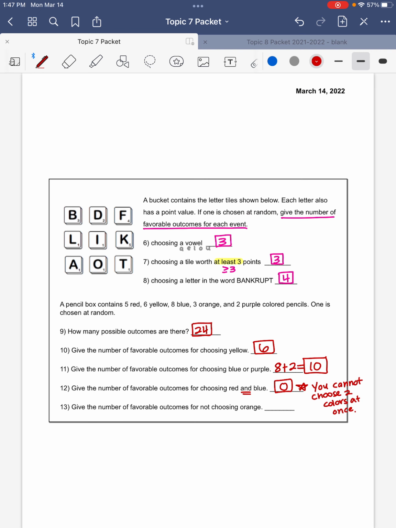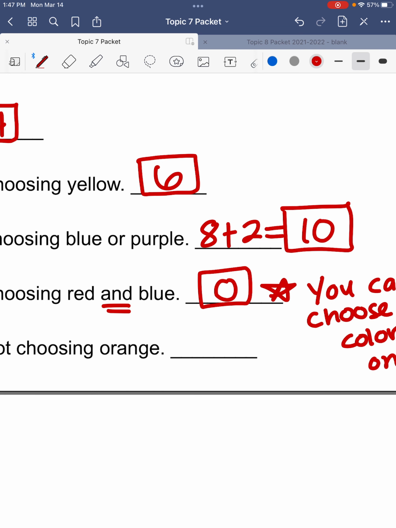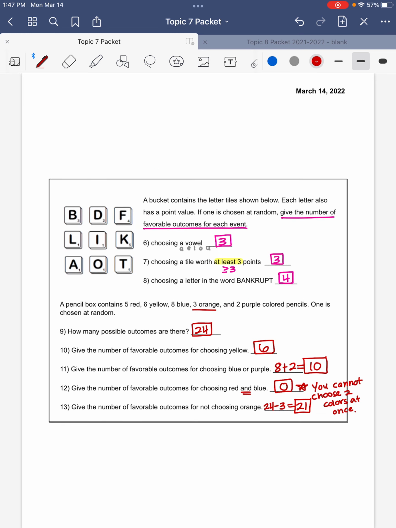Okay, and last one, number 13, give the number of favorable outcomes for not choosing orange. Well, there are 3 orange out of the 24 colored pencils. So for not choosing orange would be anything but those 3. So I'm going to say 24 minus 3, which is 21. So there are 21 favorable outcomes for not choosing orange.